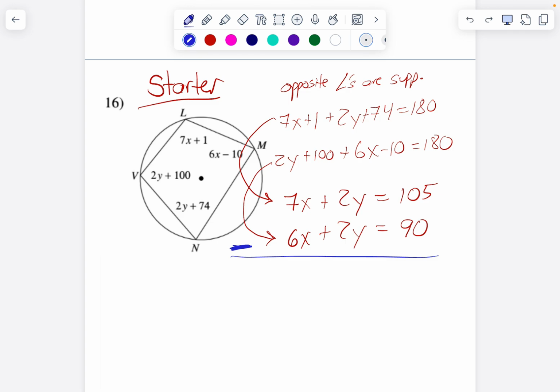Good. And I always tell students to make that subtraction sign real big so that you know that you're subtracting all the way across. So 7x minus 6x is just x. Of course, the y is 0. And then we get 105 minus 90. So x is 15. How do we get y?